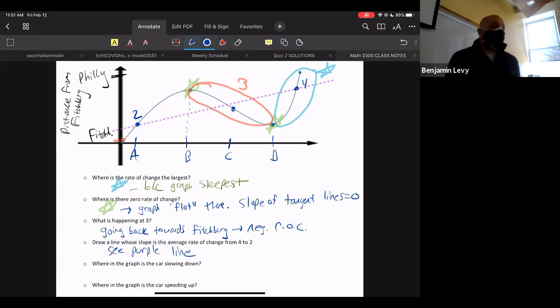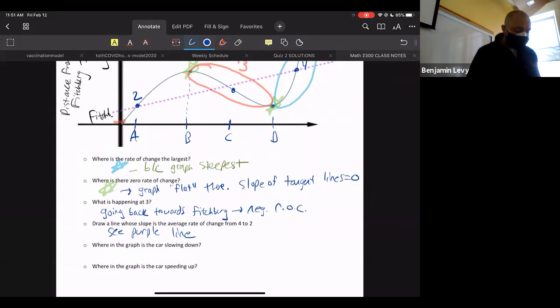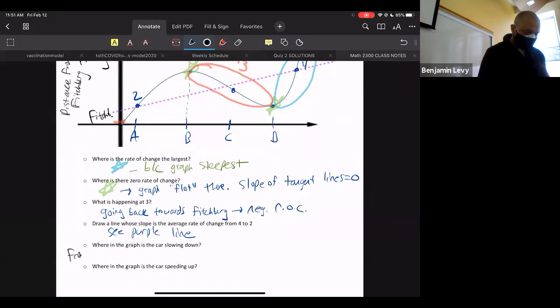Yeah, so again, when we're thinking about velocity or rates of change, we're thinking about the tangent line. So slowing down would mean the tangent lines are flattening, and speeding up means the tangent lines are becoming more steep, right? So slowing down would be somewhere between A and B, for example, and also from, say, C to D. So from A to B and C to D.